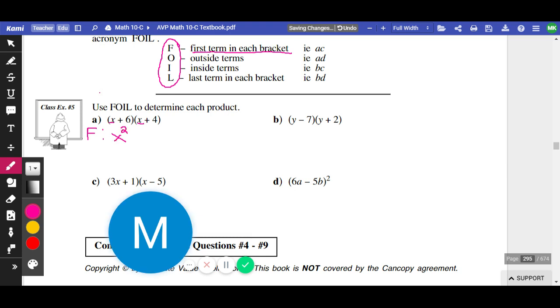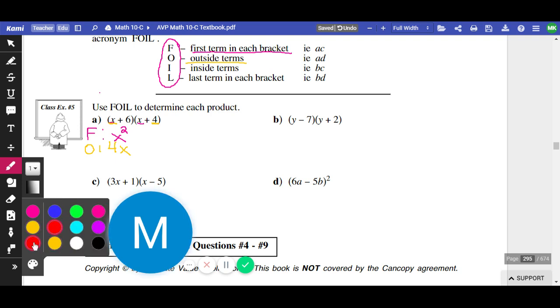And that's what the F stands for, the first in each bracket. The O in FOIL stands for the outside terms, meaning if you looked at these binomials like a sandwich, the outside terms would be here and here, right? They're on the outside. So the O in FOIL would be x times 4, which is 4x.